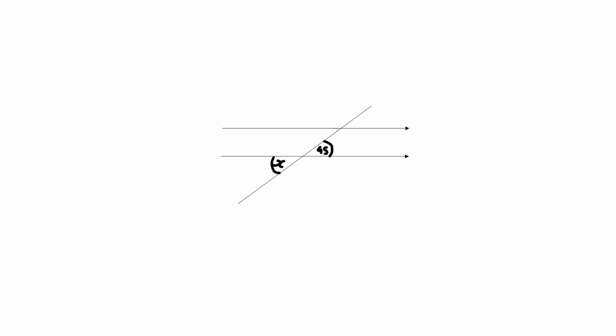And finally, something like this, we call this a vertically opposite angle. You see, I got a 45 here, and here is an x. They're vertically opposite, and so therefore x is equal to 45.